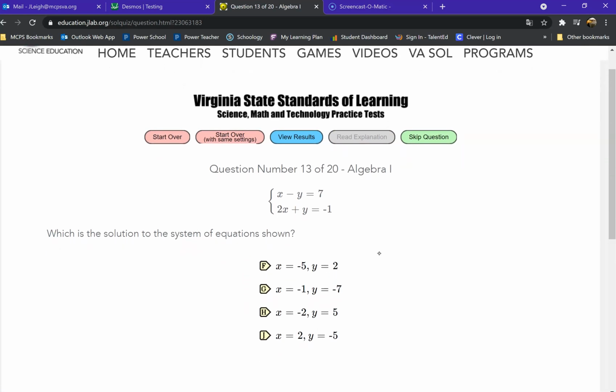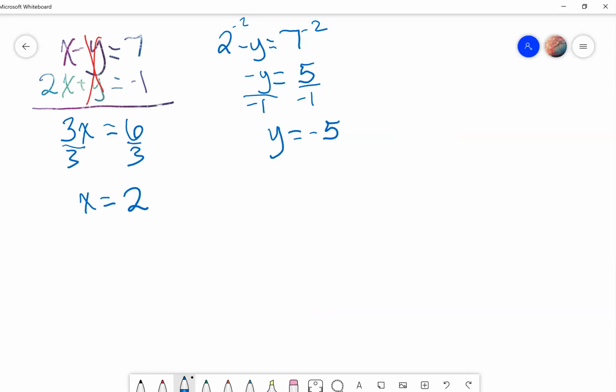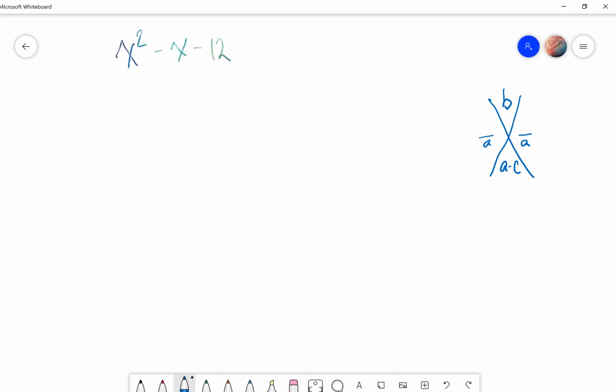Oh, fun one. Solution to the system of equations shown. Let's go to our whiteboard. Alright, so over on my whiteboard I have written the equation, and then I wrote my little X factor deal. So now I need to figure out what exactly my A, B, and C are. So my A is positive 1. B is negative 1. And C is negative 12.